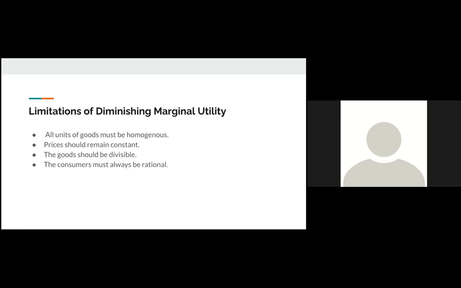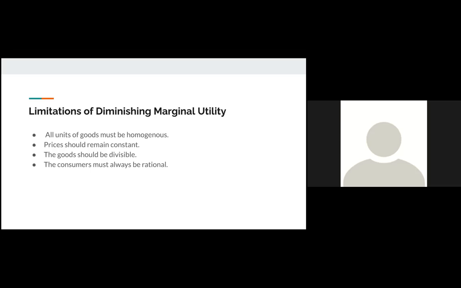What we're saying is that each slice of that cake that you're eating must be the exact same. So you can't try to calculate marginal utility by eating a slice of carrot cake and then eating a slice of vanilla cake afterwards. So that's what that point is stating. Then prices should remain constant. You can't calculate utility if the price of the cake, for example, is decreasing or increasing.